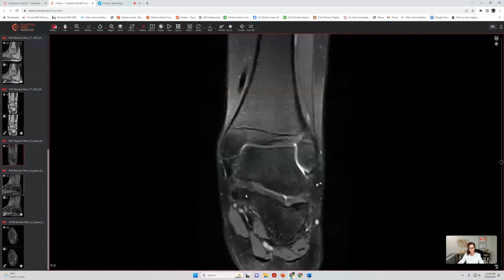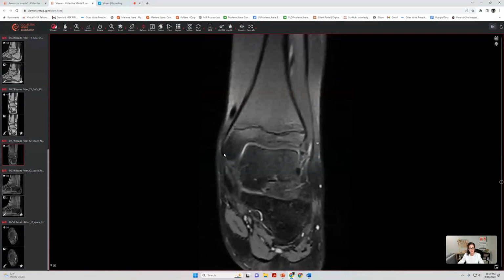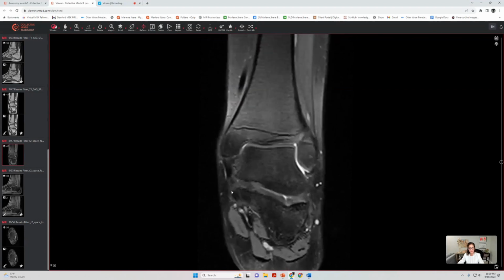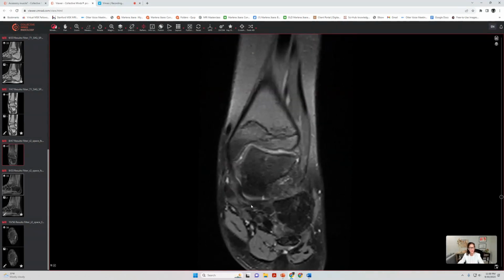Moving back here, we can see there is no synovitis or fluid, and we can appreciate the flexor retinaculum superficial to our posterior tibial tendon. We see our medial deltoid ligament complex, our superficial deltoid and spring ligament.